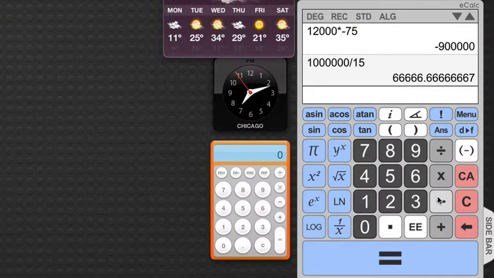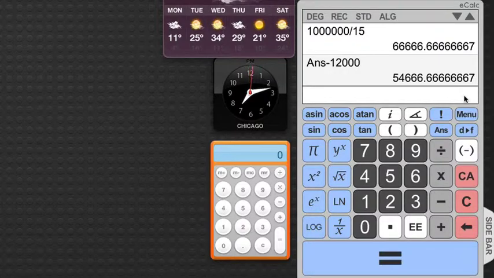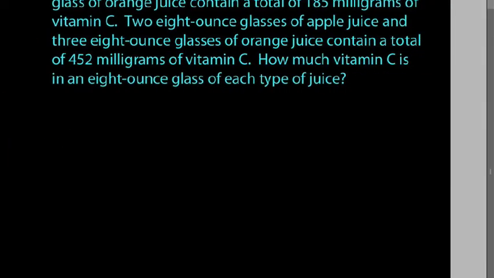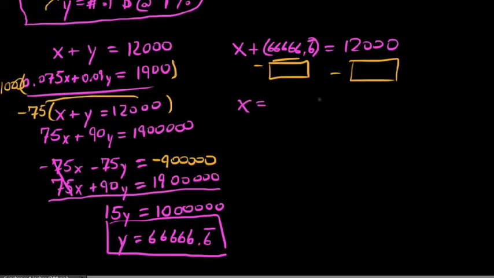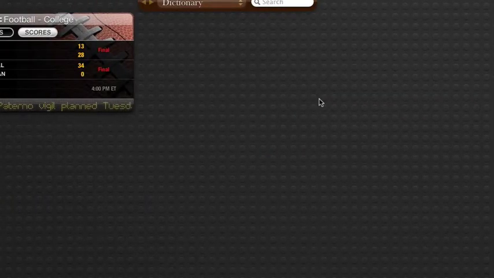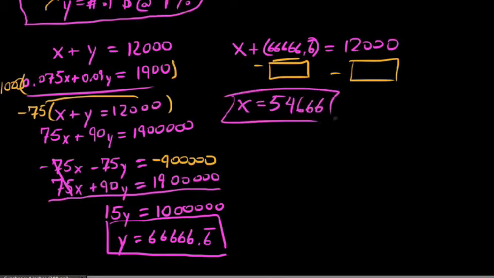So I'm just going to go ahead and say minus 12 grand. That'd be the easy way to do it here. We don't say negative, but we know we mean positive. Oops, must have missed a 0 here somewhere. But we say x equals, what we got? 54,666. Okay, and so that's the value we're looking for.